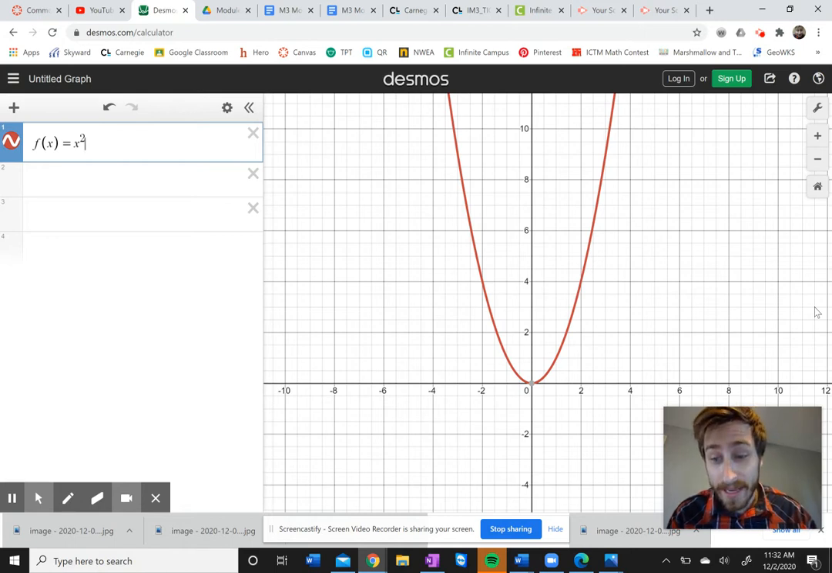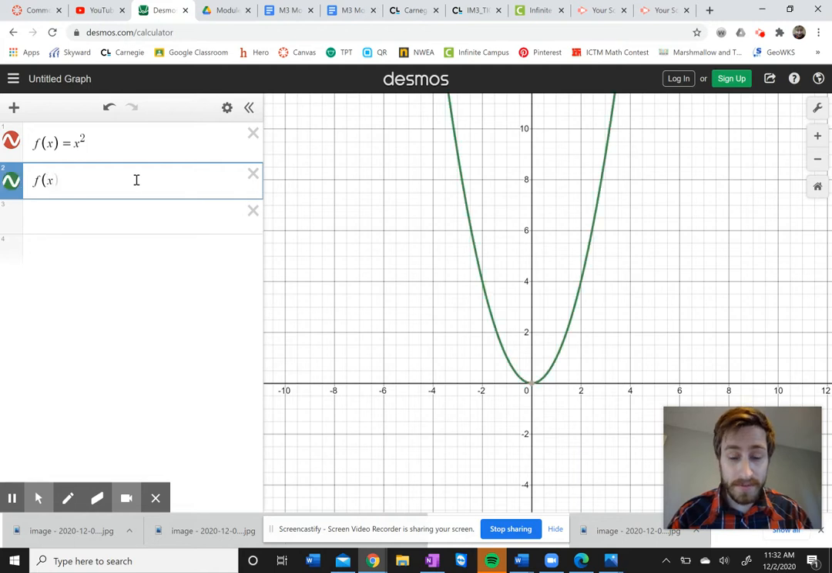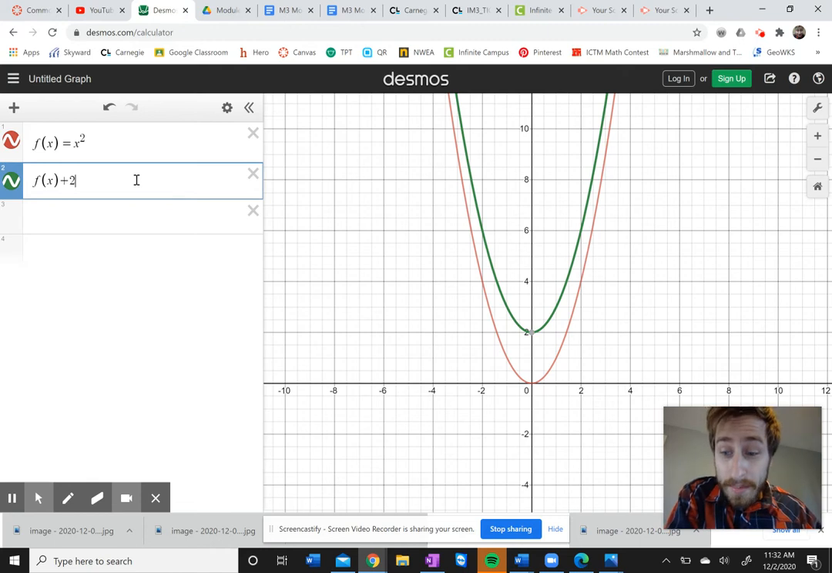You can notice how a is a positive 1, it's concave up. All of that good stuff doesn't disappear. What we're going to talk about is how adding and subtracting numbers affects the graph. So this is just a basic quadratic, and if I take my function and I add 2 to it, notice what happens.